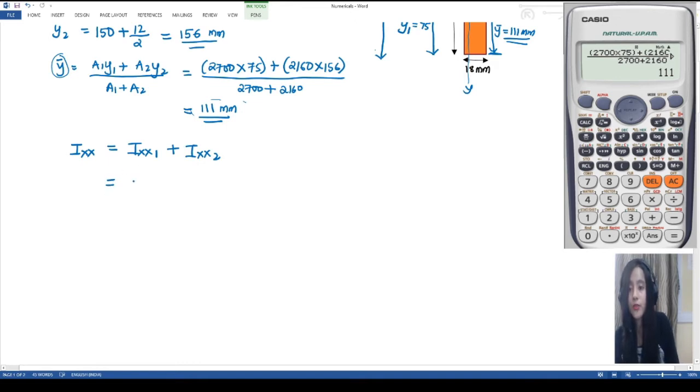So if I further find Ixx1, it will be equal to BD cube by 12 plus, now I need to use the parallel axis theorem, so it will be A1 H1 square. So this is my Ixx1, plus for Ixx2 I'll also have BD cube by 12 plus A2 H2 square. Now let us put the values.